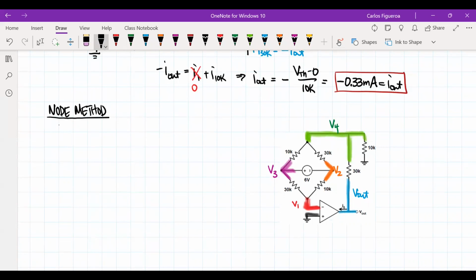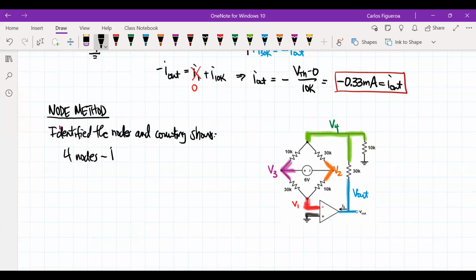So what I've done here is that I've identified the nodes, and counting shows that I have what? I have 4 nodes, right? I got the red, the orange, the green, and the violet. So I have 4 nodes, but I have 1 source. But that source is not connected to the ground. So therefore, I have 3 node equations where one of them must be a supernode between 2 and 3.